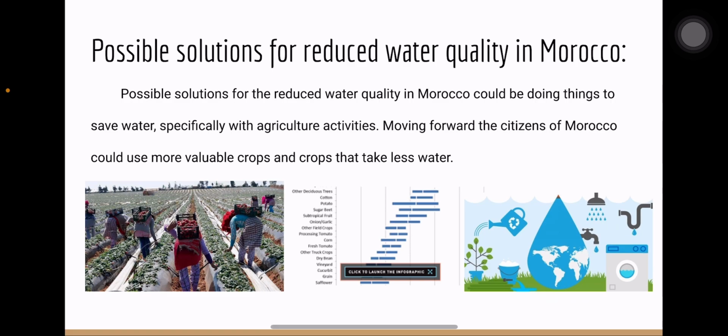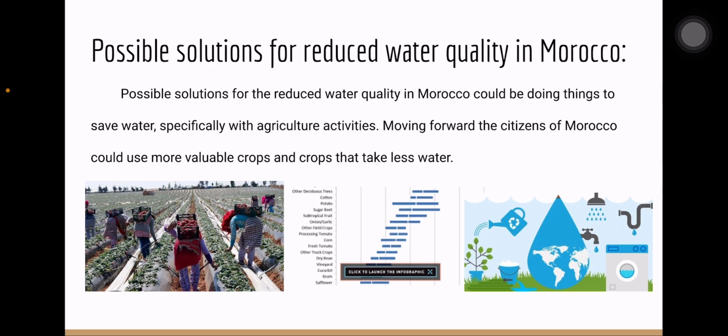Possible solutions for reduced water quality in Morocco. Possible solutions for reduced water quality in Morocco could be doing things to save water, specifically with agricultural activities. Moving forward, the citizens of Morocco could use more valuable crops and crops that take less water.